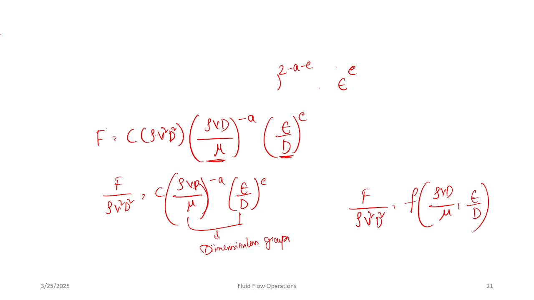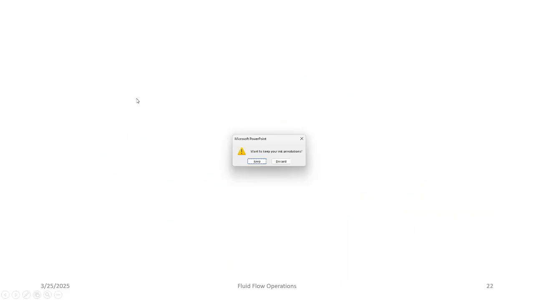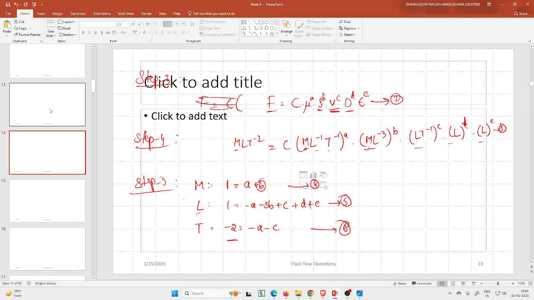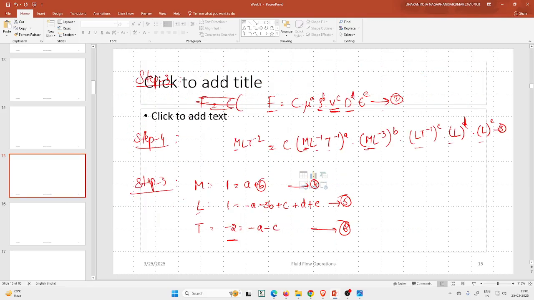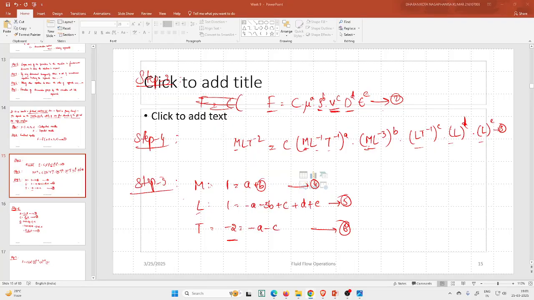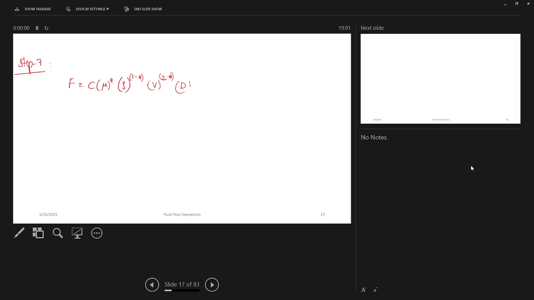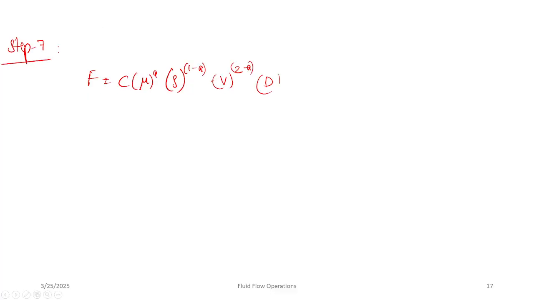Second, my screen just froze. Let me quickly close the tab and then open it. Is the screen visible now? Okay.